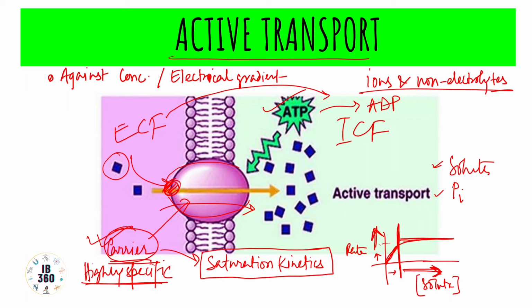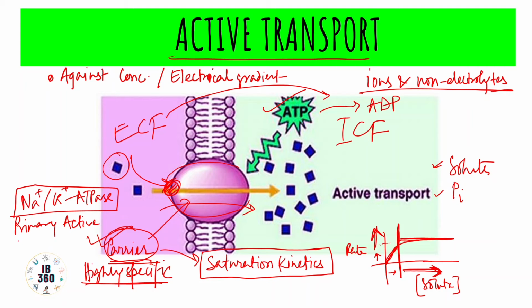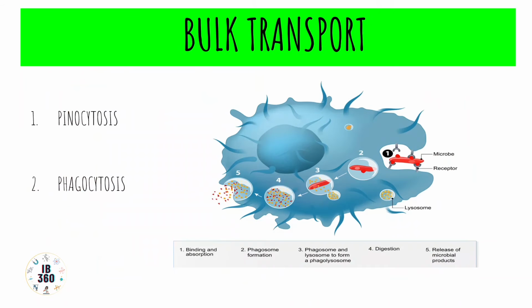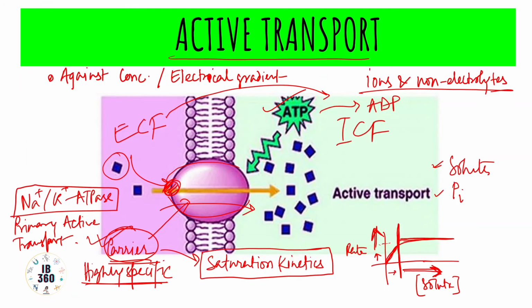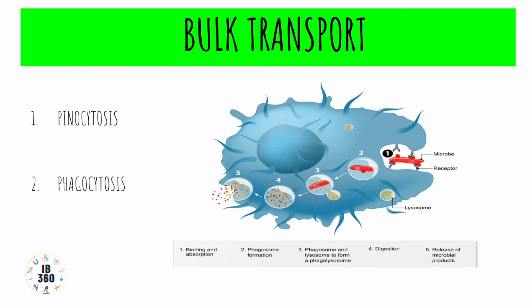Classic example is sodium potassium pump. Sodium potassium ATPase pump. It is an example of primary active transport. There is another thing called secondary active transport, but we are not delving into such details because they are not required for this level. Then comes bulk transport, the third part of our lecture today. So we have talked about passive transport, active transport, and now bulk transport.